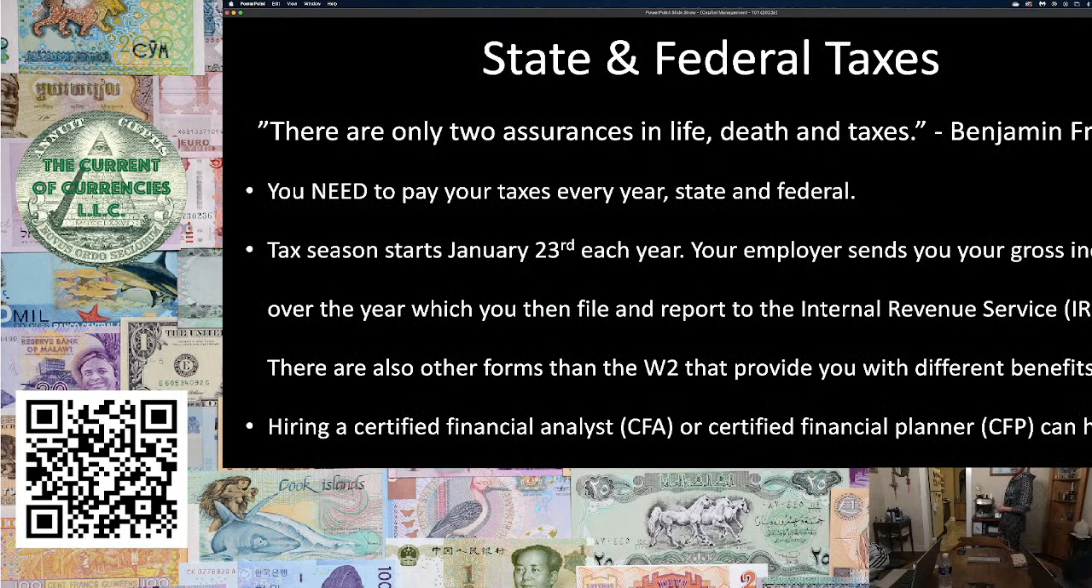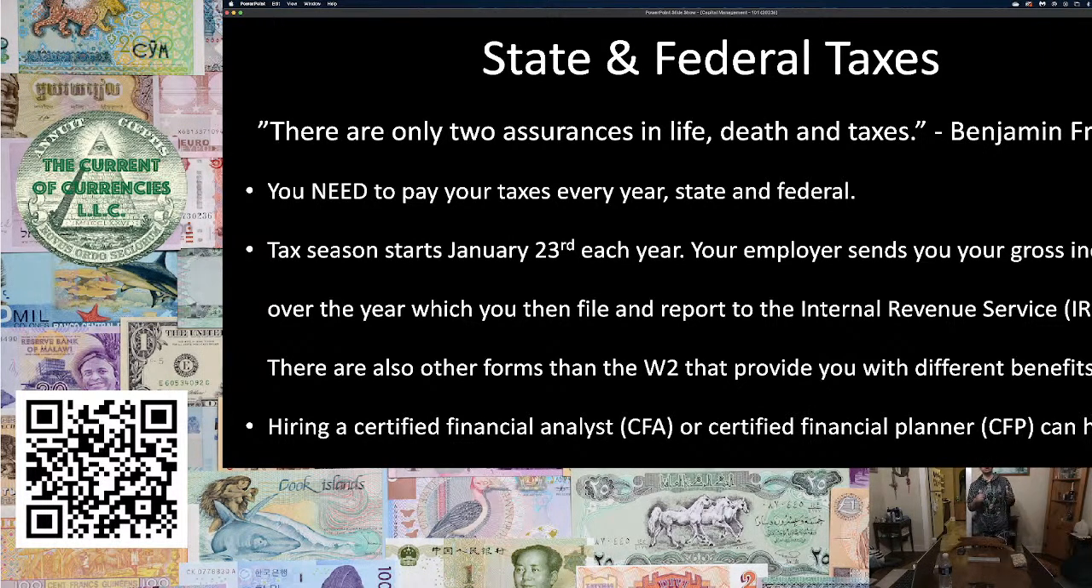So, state and federal taxes. This is another one of my favorite quotes. There are only two assurances in life: death and taxes. You need to pay your taxes every year, state and federal. And I say state and federal because depending on the job that you're working at, that will change. For example, if you work at Amazon, you don't pay state taxes, you pay a federal tax. And that's something at the end of the year that you will have to go back and pay for because it's not taken out of your check to begin with.